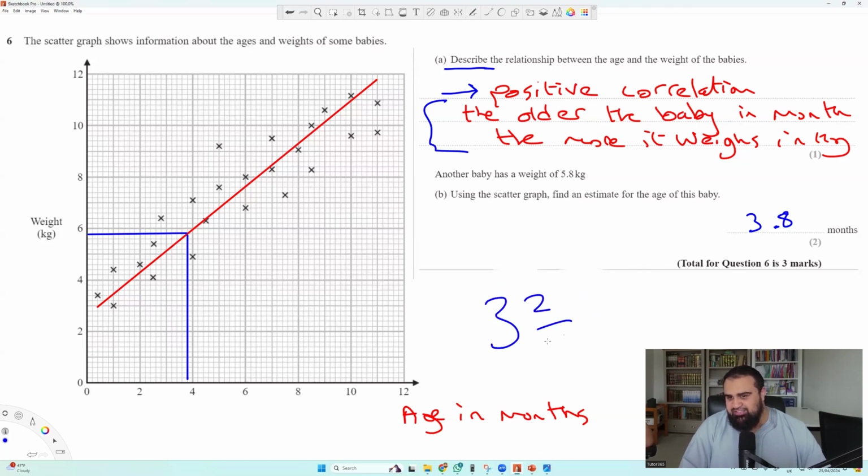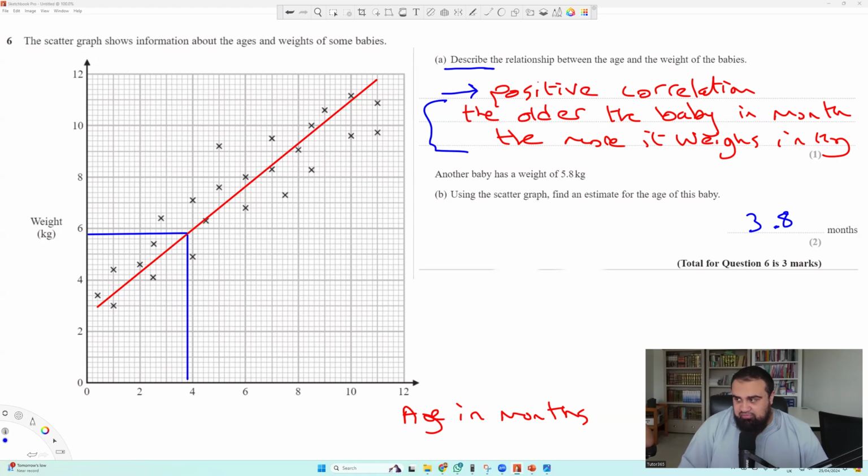Definitely do not do this. Do not do that, because you will lose marks. Right? So I'm going to leave mine as 3.8 months. I don't have the mark scheme in front of me, but you guys get the point. Be as accurate. So that's 3, 3.2, 3.4, 3.4, 3, 3.6, 3.8. All right? Okay, everybody, let's move on.